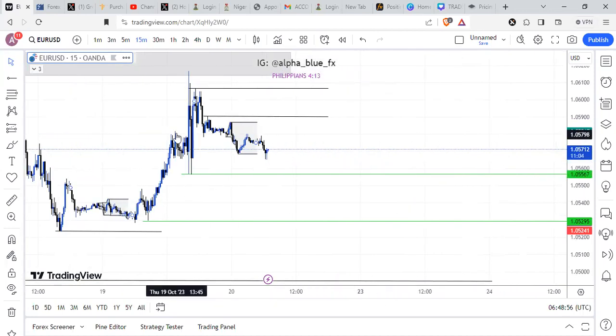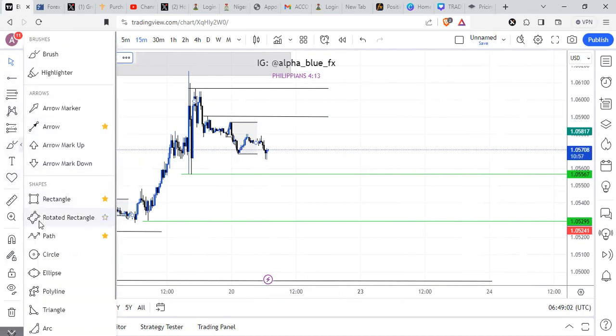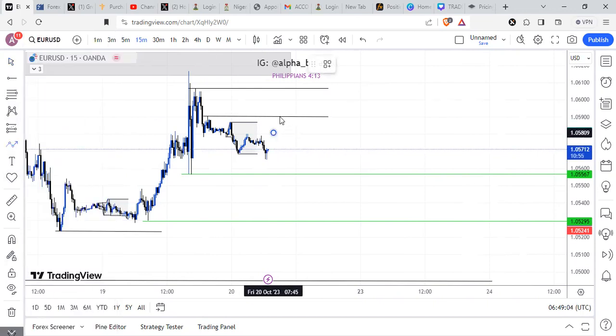Wait for price to take out this place, start changing character to the downside, then you sell. Wait for price to take out this place. Once it starts changing character to the downside, you sell. Target either here or this place. So this is what I'm looking to trade today.